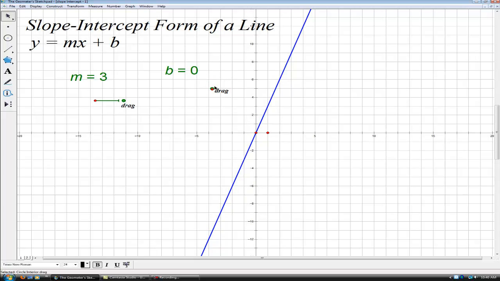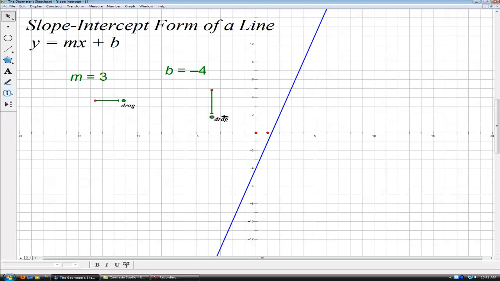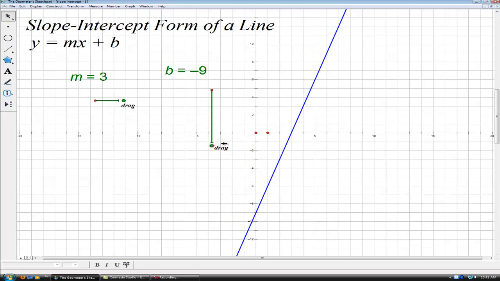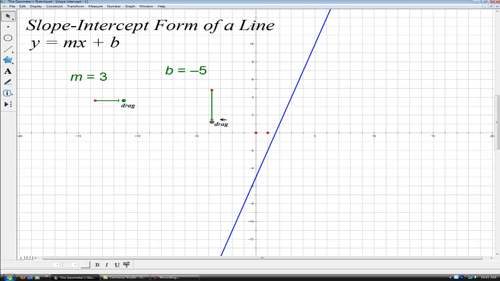This is the y-intercept 0. We can continue into the negative y-intercepts, -8, -9, etc. Let's bring it back to -4.